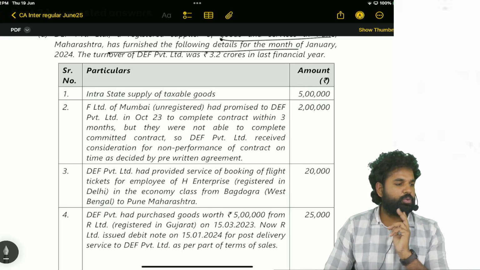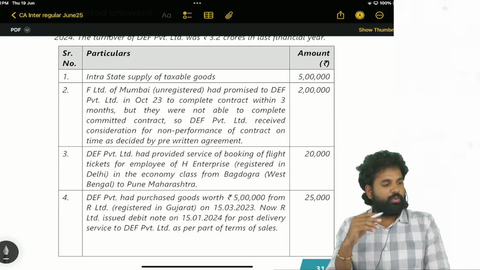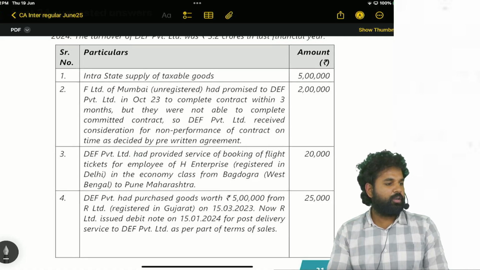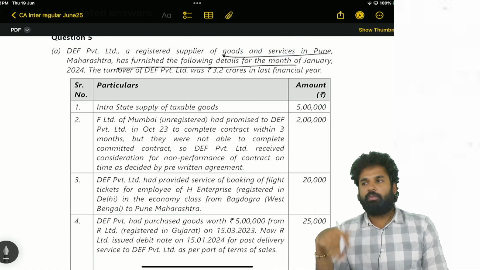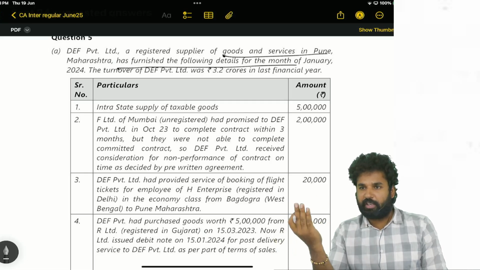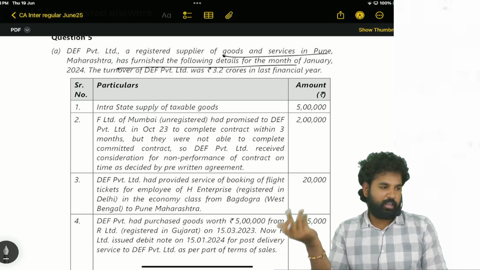DEF Private Limited purchased goods worth 5 lakhs from R Limited, registered in Gujarat, on 15/3/23. Now R Limited issued a debit note on 15/1/24 for post-delivery services to DEF Private Limited as part of the terms of the sales. So previously supply was already made, but now our supplier is raising a debit note. Now the value will be increased or decreased? Value will be increased. That means ITC has to be claimed by us. Our supplier is increasing the value, thereby increasing the tax. Now we can claim ITC.